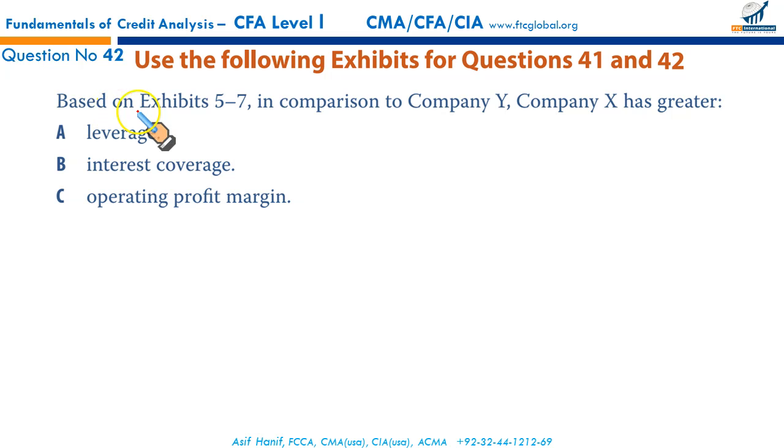Now we'll do the same thing based on exhibit 5.7 in comparison to company Y. Company X has greater leverage, interest coverage, or operating profit margin? They are fairly straightforward computations. So leverage we just calculated in our previous question. Let us write this down. For A, leverage. Then we'll calculate the interest cover, and then we'll calculate the operating profit margin.